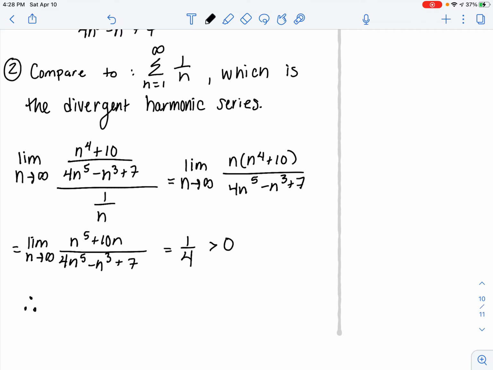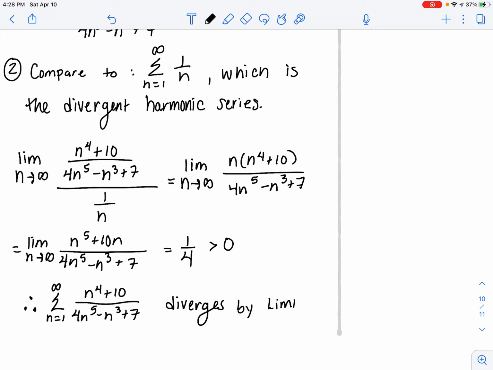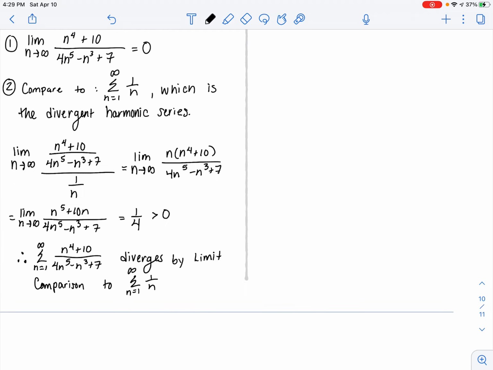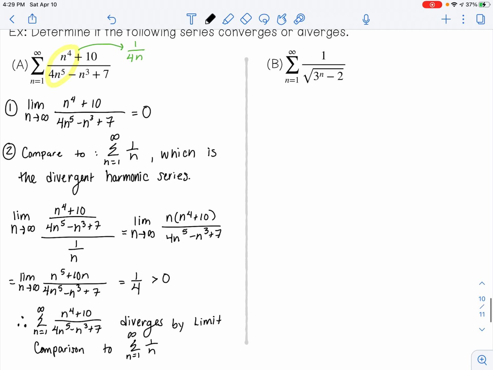So we can say, therefore, the series from 1 to infinity of n to the 4th plus 10 over 4n to the 5th minus n cubed plus 7 diverges by limit comparison to the harmonic series, which is the sum from 1 to infinity of 1 over n. Okay, so let's pick another one.